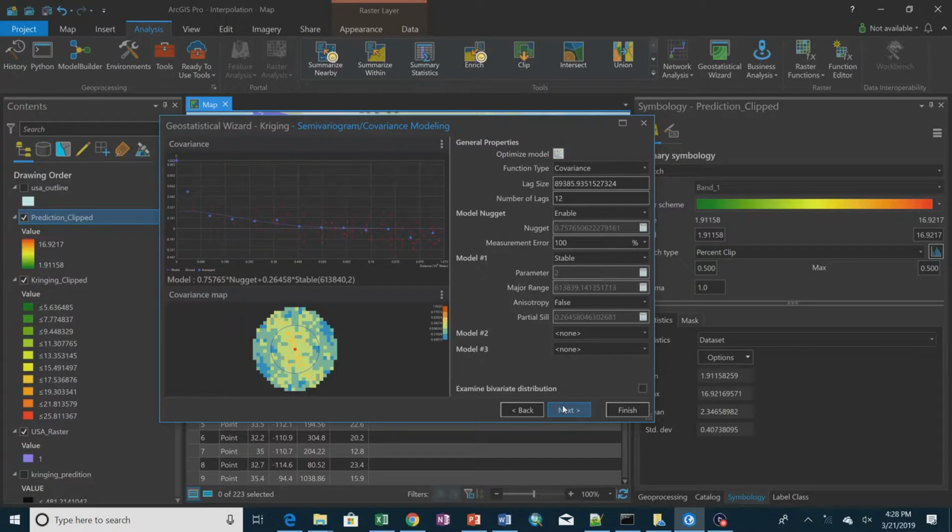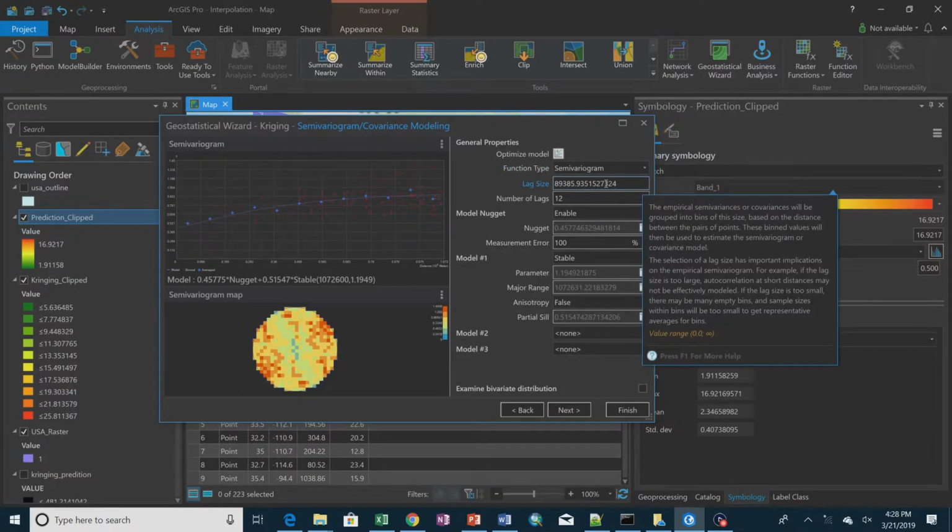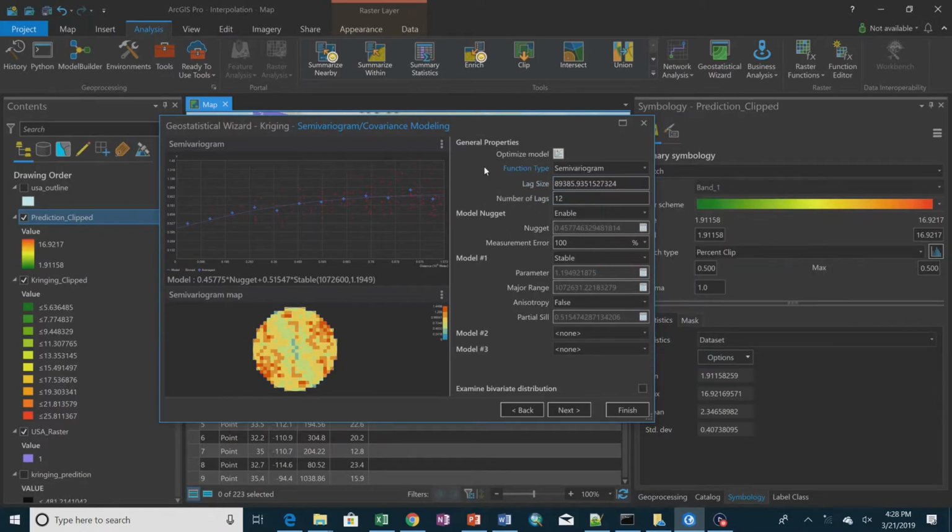All right, this is the semi-variogram. Well, actually, this is the covariance. So let's look at the semi-variogram because that's the way we explained it. I like to look at the semi-variogram. So you can see this trend going up. These are all the individual lag points.